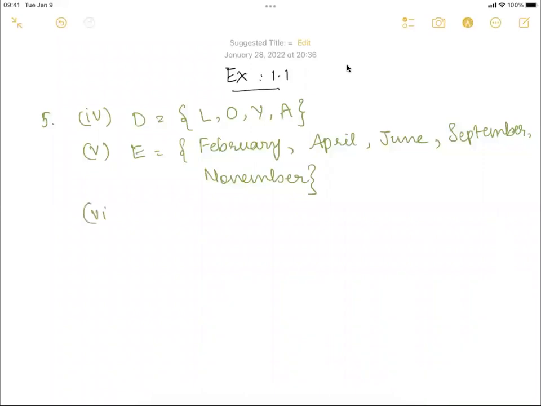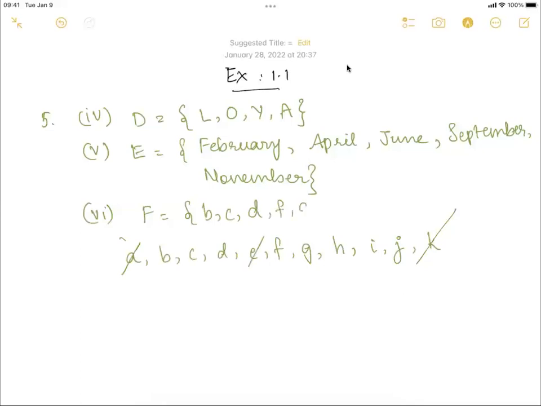Now let's move on to number 6, where F is the set of all x such that x is a consonant in the English alphabet which precedes K. So let's write the alphabet: A, B, C, D, E, F, G, H, I, J, K. We only care about these letters, and we only want consonants. So it cannot be A. So B, C, D, cannot be E, F, G, H, cannot be I, J. So that is number 6.